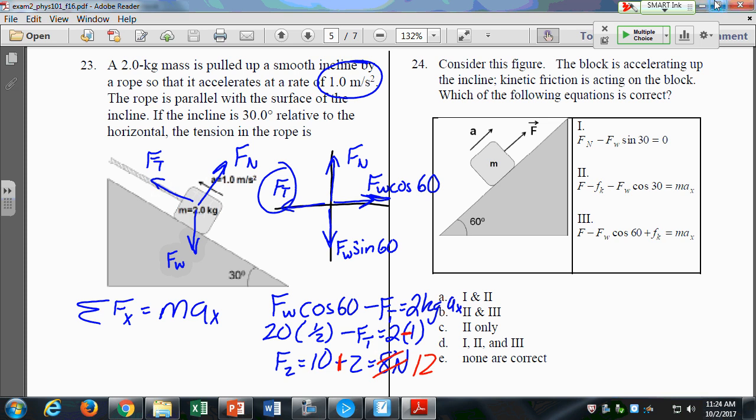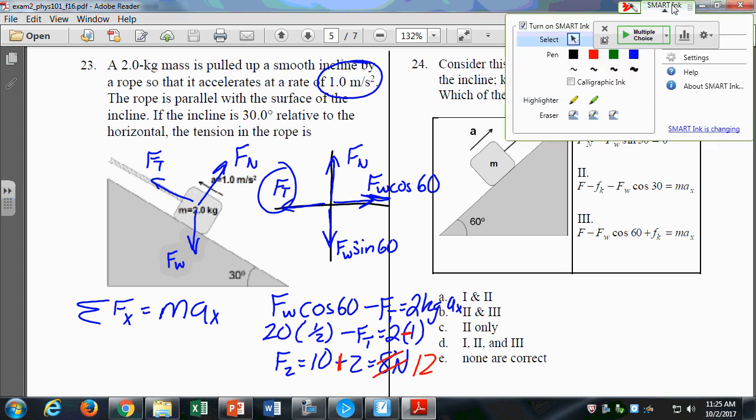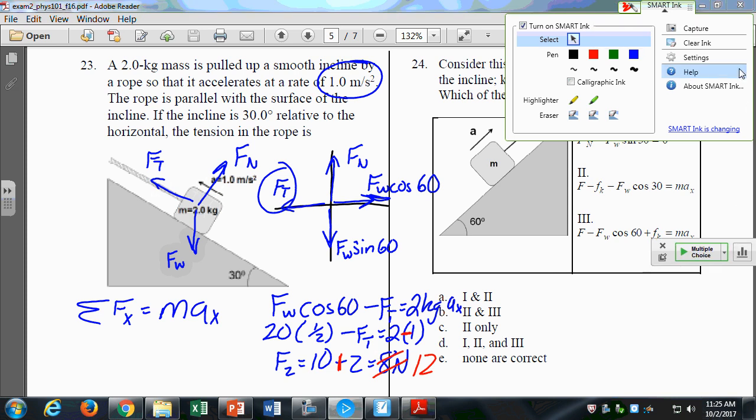All right. Can I clear this? Any questions about this? Let's see if we can find another that's 2D. I think that's what students have the most difficulty with.